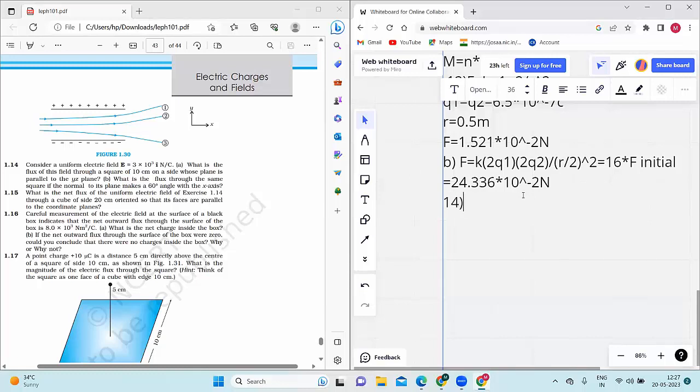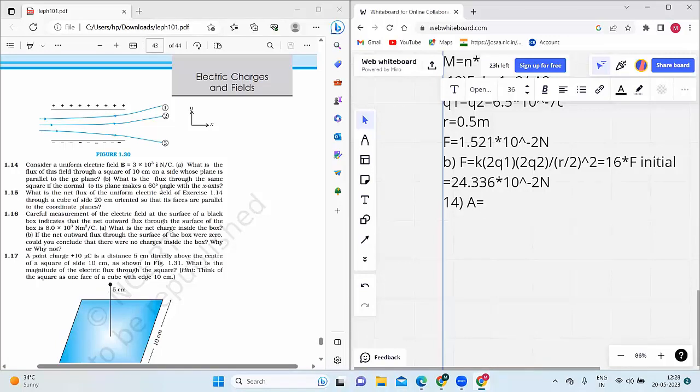Now let's go to the 14th question. Consider a uniform electric field E equal to 3 into 10 power 3. What is the flux of this field through a square of 10 centimeters on a side whose plane is parallel to the YZ plane? As you know, the side of the square is 10 centimeters.